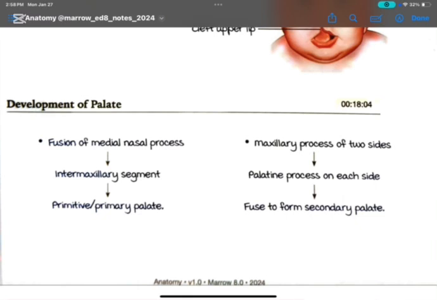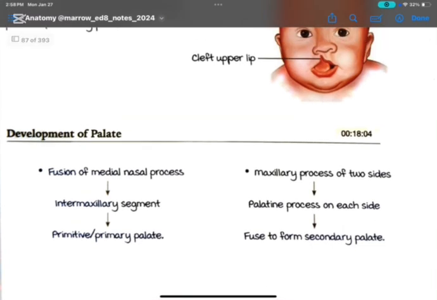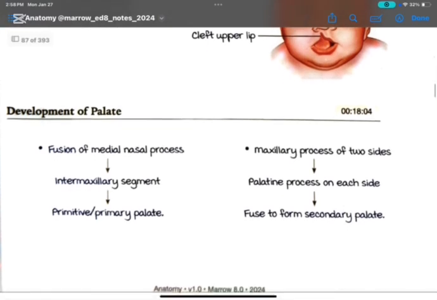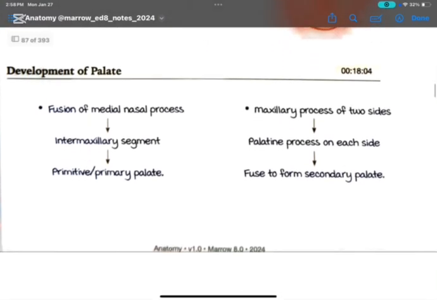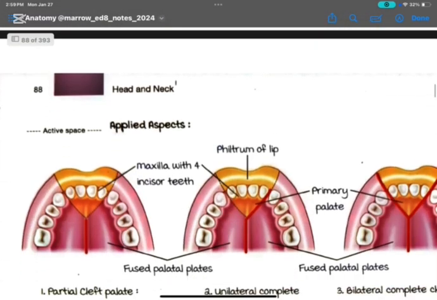Development of palate. Fusion of medial nasal processes. Intermaxillary segment, primitive primary palate. Maxillary process of two sides, palatine process on each side, fuse to form secondary palate.